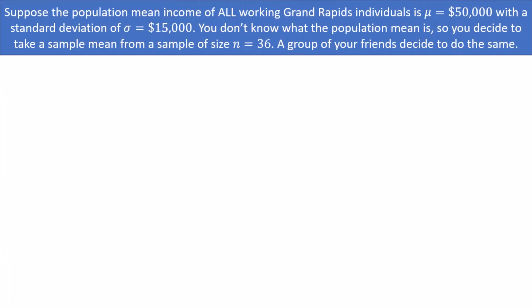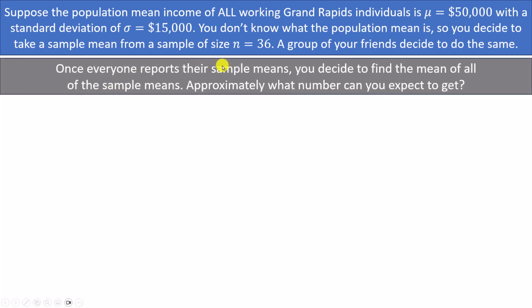All right, here's a problem for you to try. Suppose the population mean income of all working Grand Rapids individuals is mu equals $50,000, with a standard deviation of sigma equals $15,000. You personally don't know what the population mean is, so you decide to take a sample mean from a sample size of 36. A group of your friends decides to do the same. Once everyone reports their sample means, you decide to find the mean of all the sample means. Approximately what number can you expect to get?